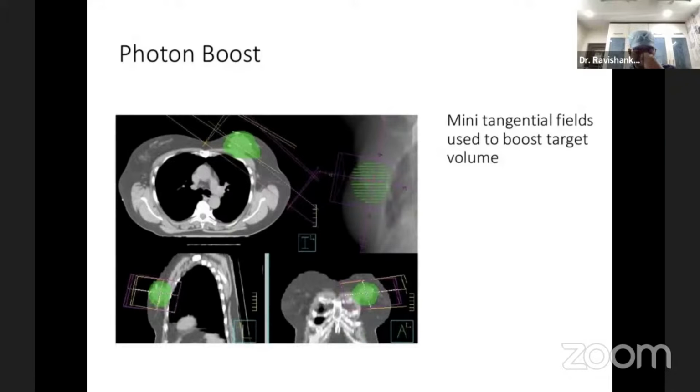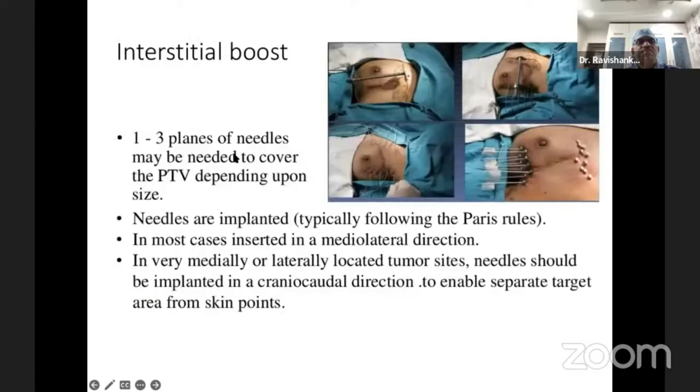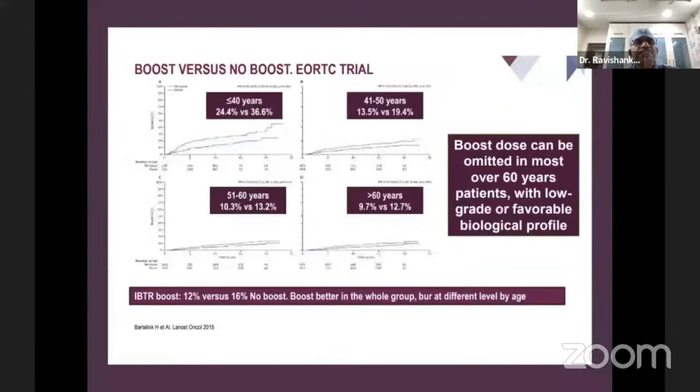volume for boost. Here they have used mini tangential fields. You can also use what is called a partial arc. When you're using a partial arc, that arc comes from here to here, and then it will deliver dose to the area of interest. You can also do an interstitial boost, but technical expertise is required for this, and sometimes the patients may not be willing to go for these kinds of procedures, but this is also equally good and very easily done.